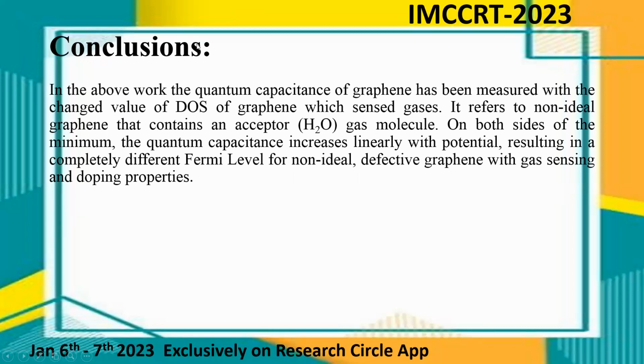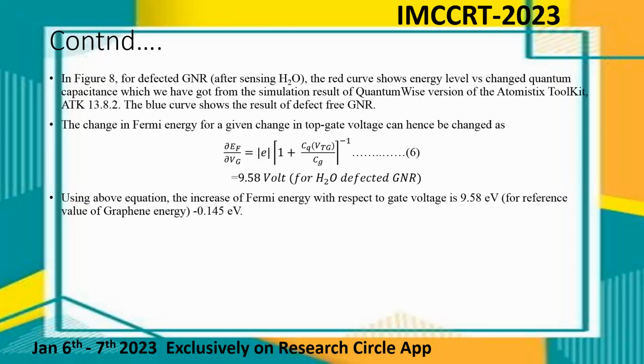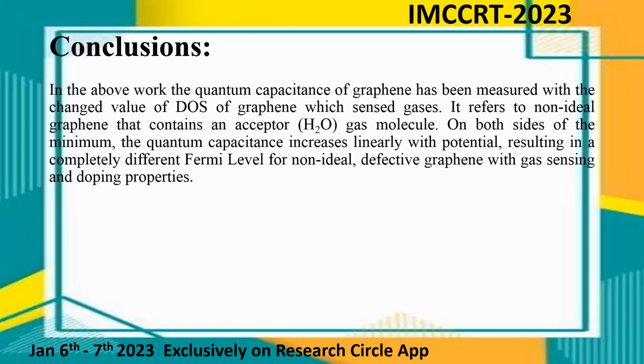Conclusion. In the previous slide the value was changed. Actually, by mistake I have used a negative sign, but this value will be 0.145, not minus 0.145. By mistake I have added this minus. Okay, apologies. Conclusion. In the above work, the quantum capacitance of graphene has been measured with the change value of DOS of graphene, which sensed gas.